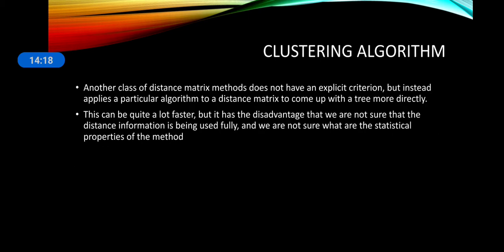The other distance matrix method is the clustering algorithm. Under clustering algorithms, you have the UPGMA method and the neighbor joining method. Here you apply a particular algorithm to a distance matrix, and that comes up with the tree more directly. This is a little bit faster than the other two methods, because there you have to do least square calculations and so on, but here you apply a particular algorithm to the distance matrix and directly get the tree.